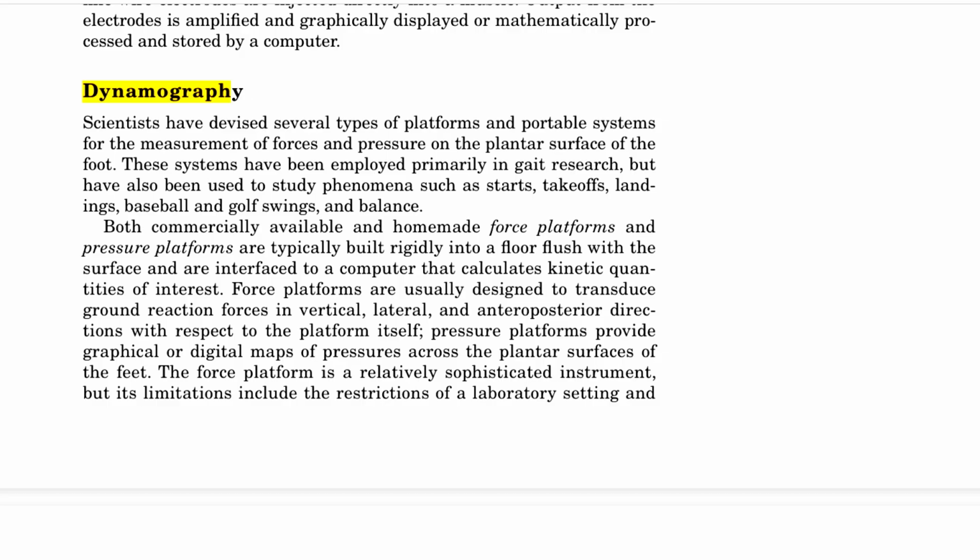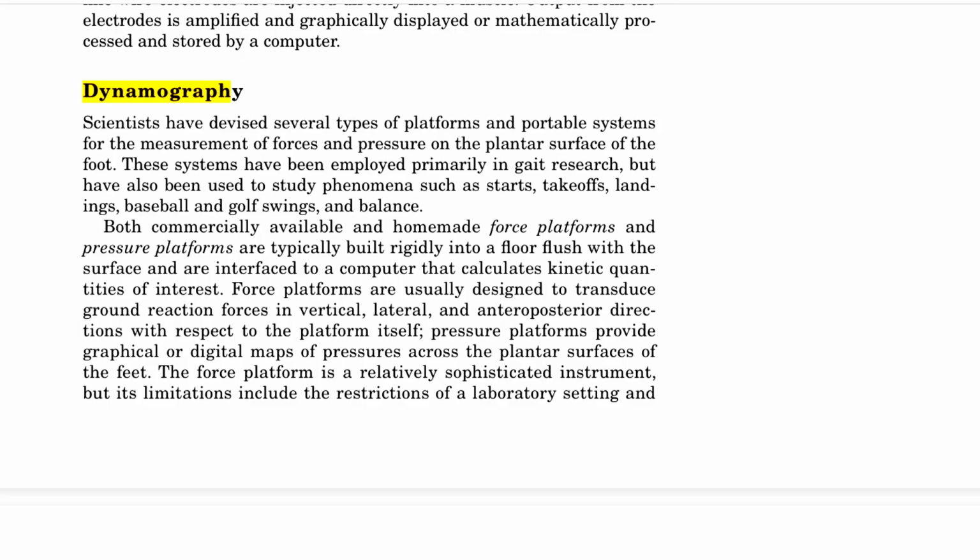Types of systems are majorly the force platform, pressure platforms, and portable systems, as I have told you before. Force platforms are built into a floor and connected to a computer, and measure ground reaction forces in the vertical direction, side to side, lateral, and forward and backward, anterior and posterior. They are very accurate but limited to laboratory use.